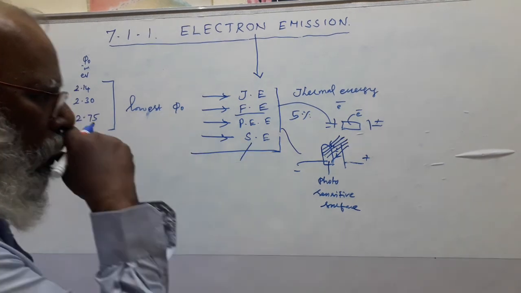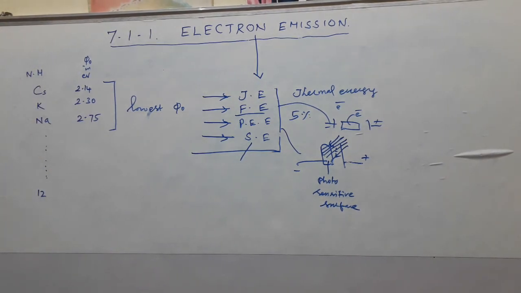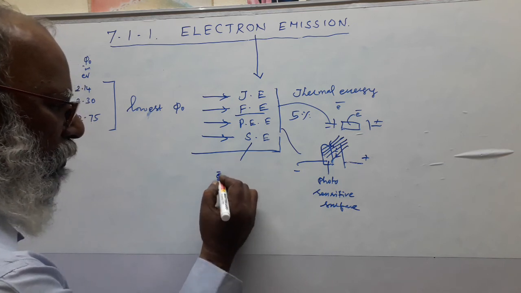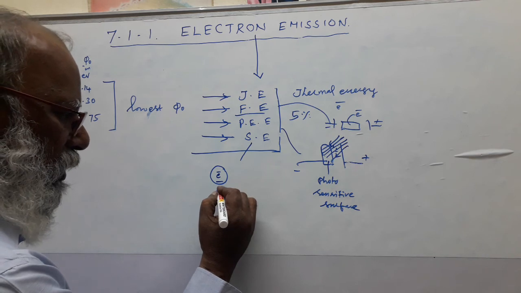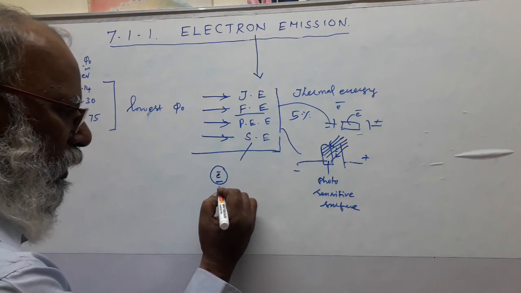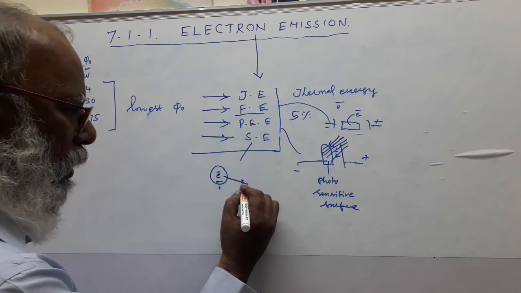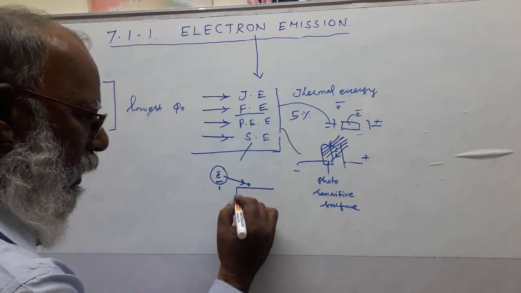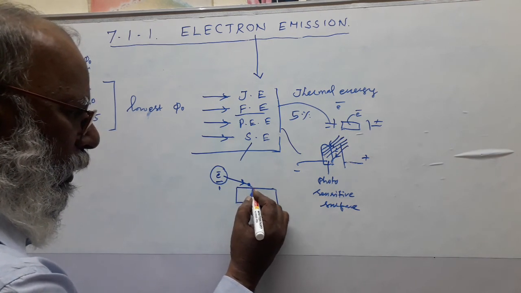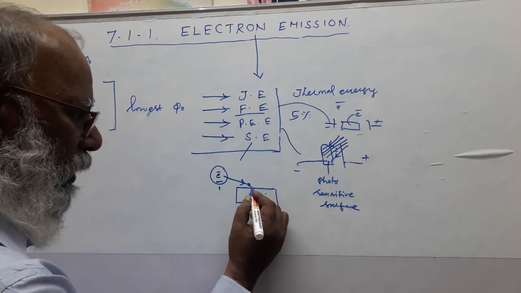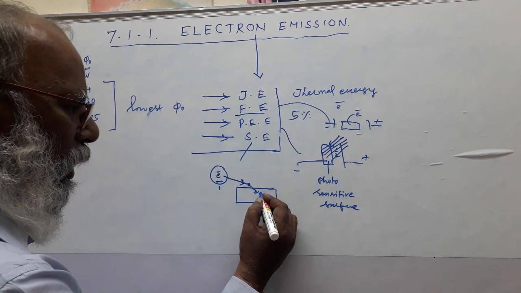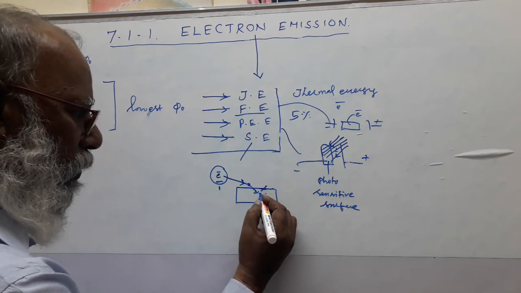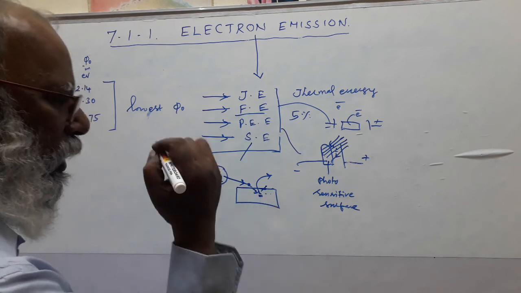And the last one, secondary emission. What is secondary emission? One electron is first accelerated by an initial process. So the fast moving electron hits the surface of the metal. What happens here? It hits the surface and the free electrons inside the metal gain enormous energy, and this energy is able to break the barrier potential so that they break free and come out. That is why it is called secondary emission.